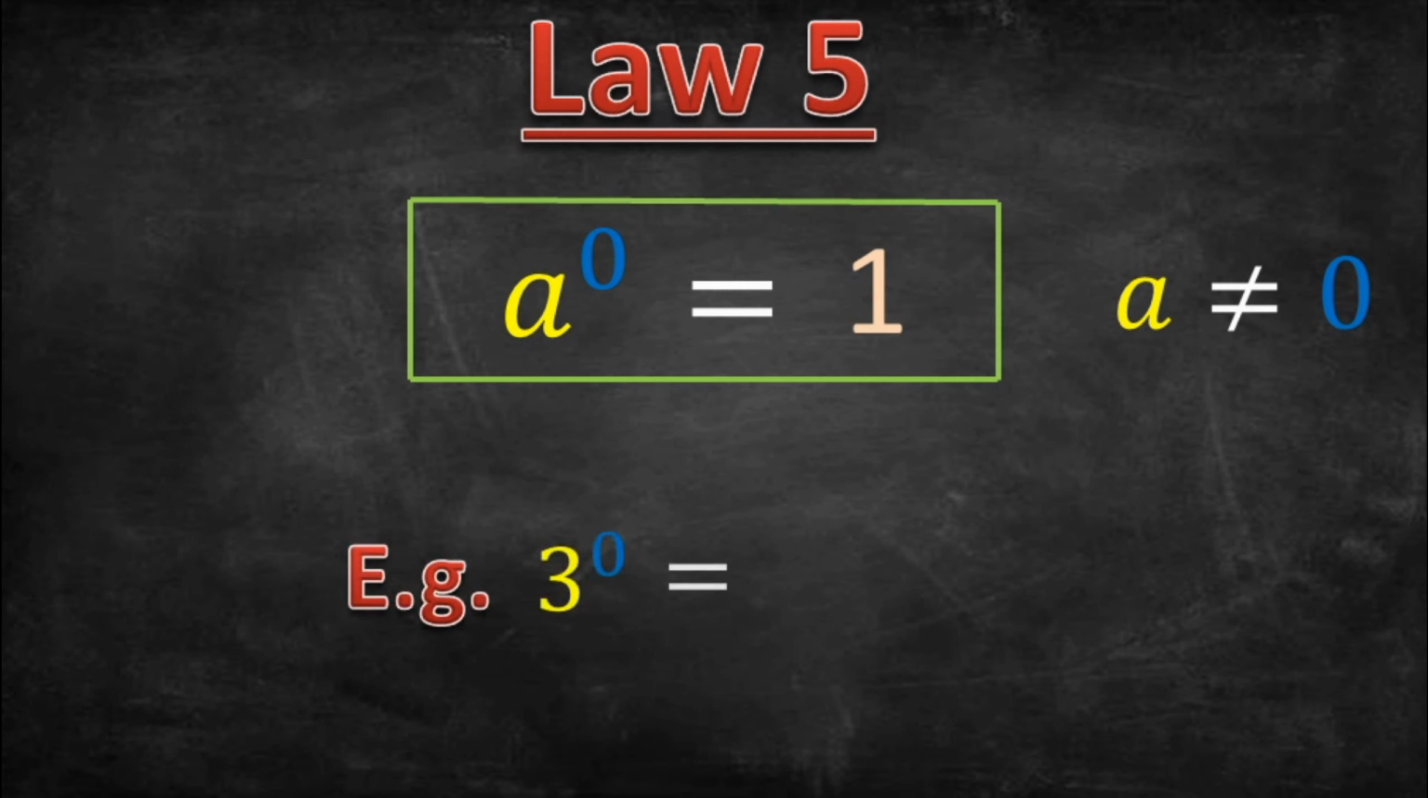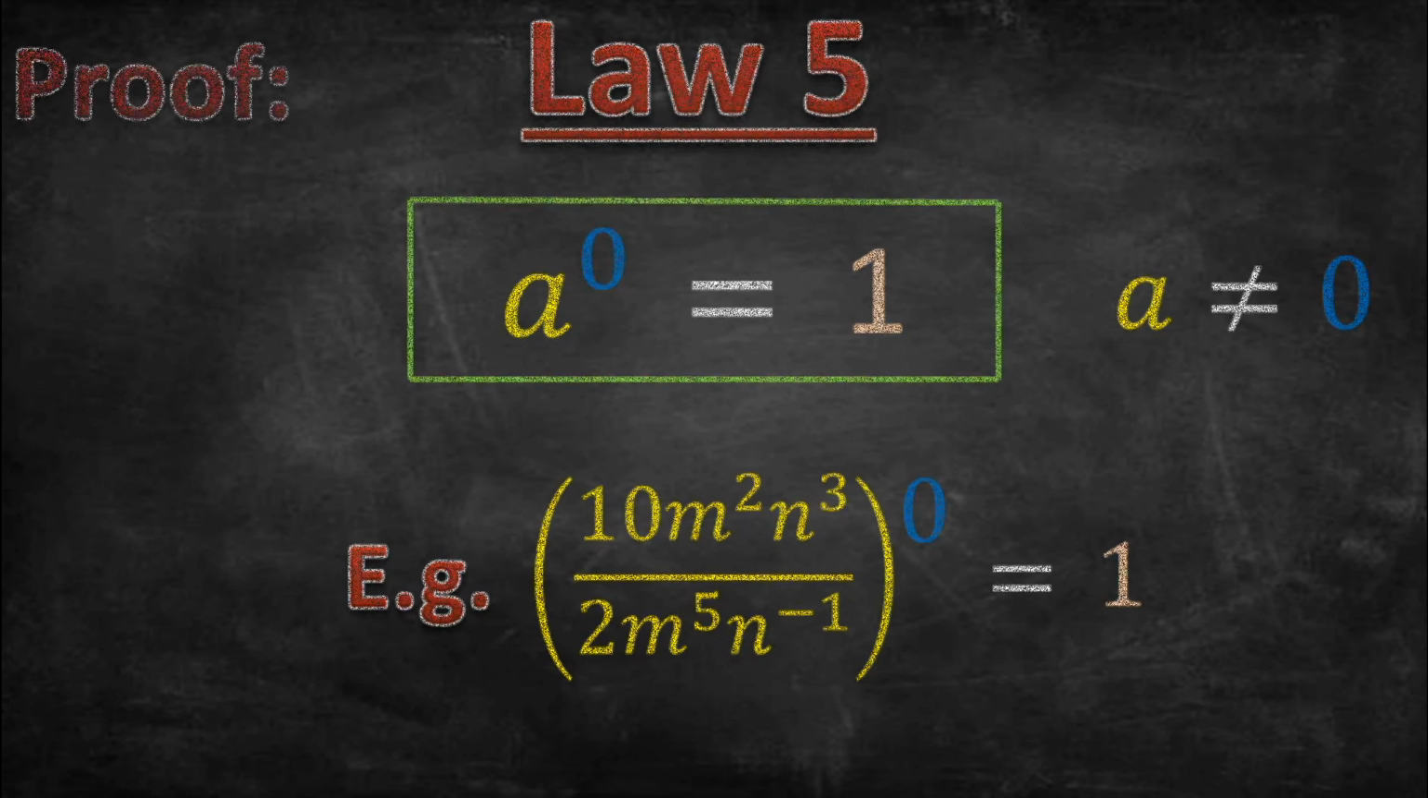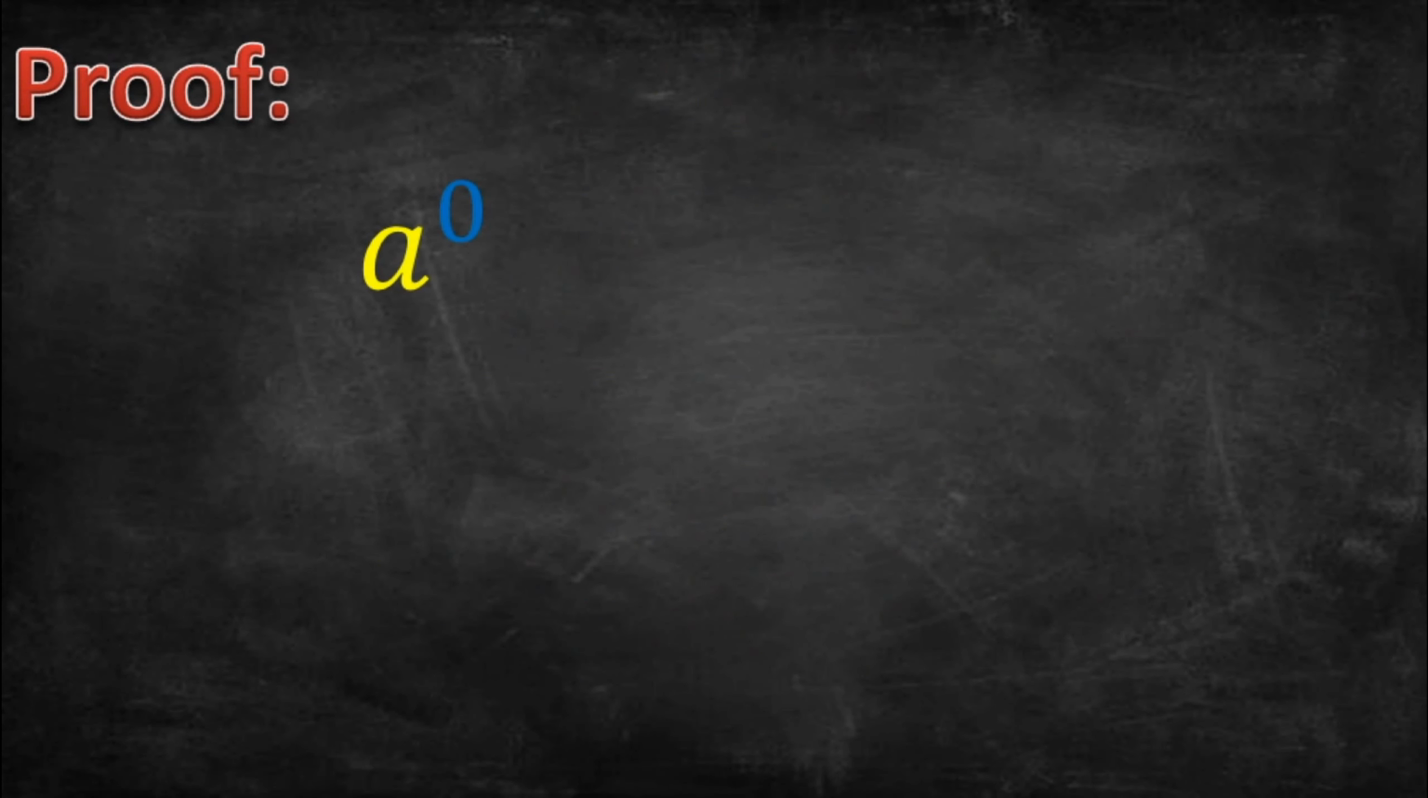3 to the 0 equals 1. x to the 0 equals 1. Here, everything inside the brackets is raised to the power 0, so it's equal to 1. Note that we don't even have to simplify inside the brackets to get to the answer. This is a nice easy proof.